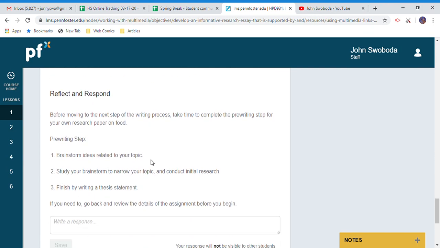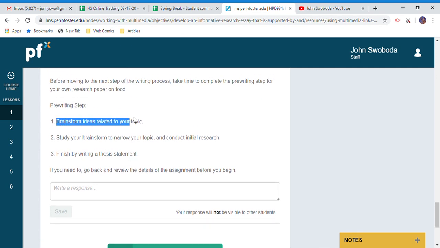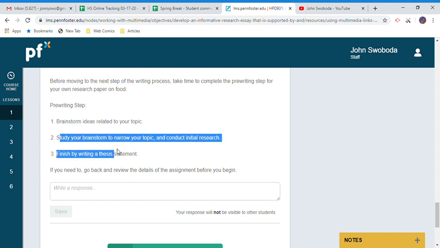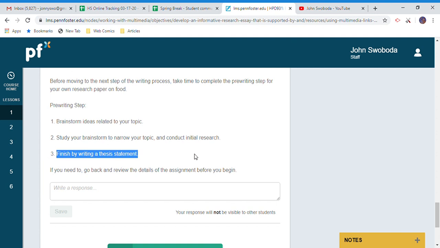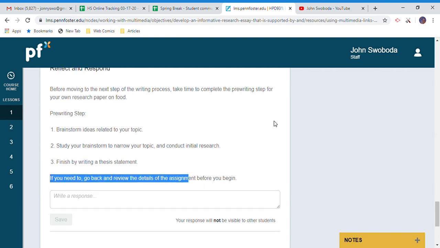Reflect and respond. Okay, pre-writing steps. Brainstorm ideas related to your topic. Study your brainstorm to narrow your topic and conduct initial research. So initial research is just you start Googling stuff and seeing if it pulls up anything good, or if every time you Google this phrase it pulls up stuff that has nothing to do with anything you're trying to say. If you can't find anything to back it up, then you got to find a different topic. And finish by writing a thesis statement. If you need to, go back and review the details of the assignment before you begin.